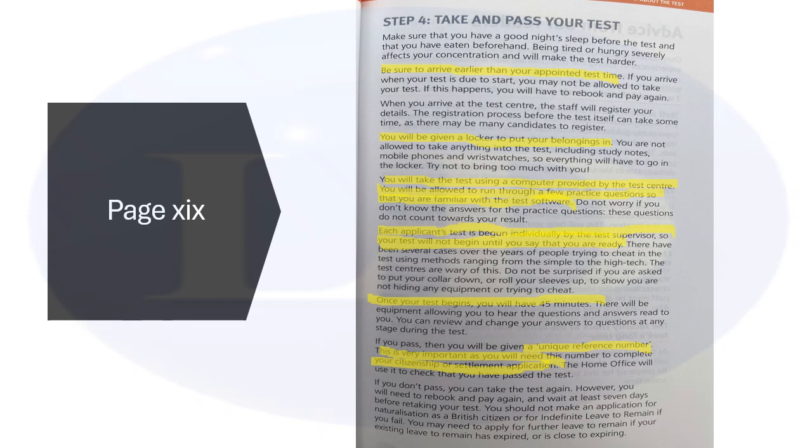So on this page, these are some of the most important things that you have to take care of. We don't have to read every word that's written on this. If you don't pass the test, you can take the test again. However, you will need to rebook and pay again and wait at least 7 days. So you cannot book the test inside 7 days. You can take it as many times as you need, but for example, if you fail the test on the 1st of May, you will have to book the next test on the 8th of May, after 7 days.